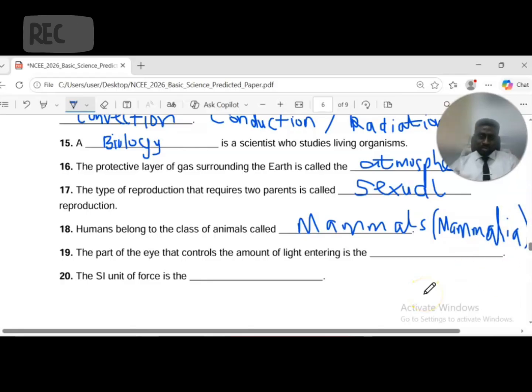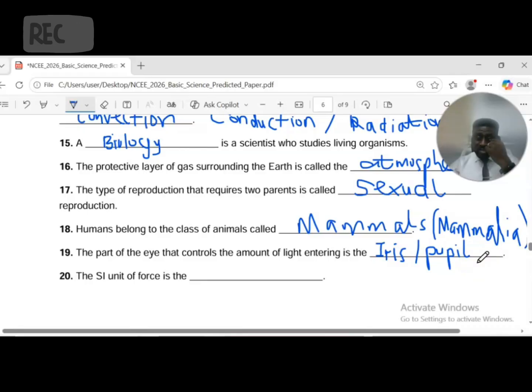The part of the eye that controls the amount of light entering is what is your answer? It is the iris. You can also say the pupil, but the iris is actually the most preferred answer here because the iris is what controls the shape of the pupil in the eye, just the dark spot here and the iris over here, right inside the pupil.